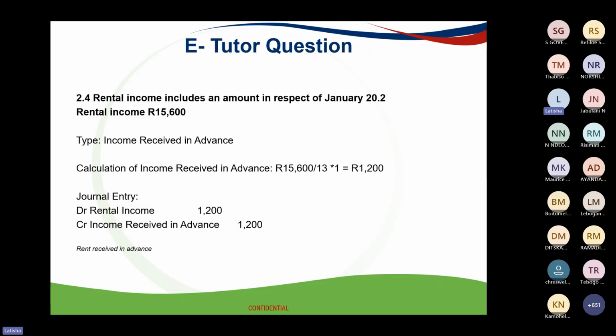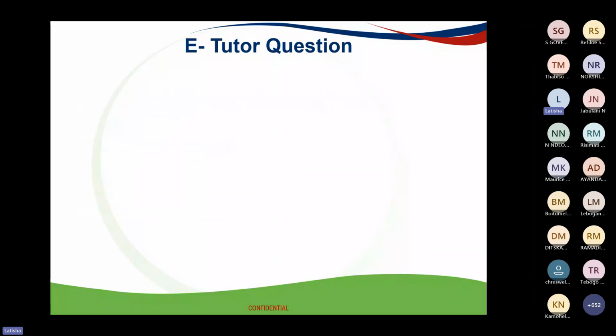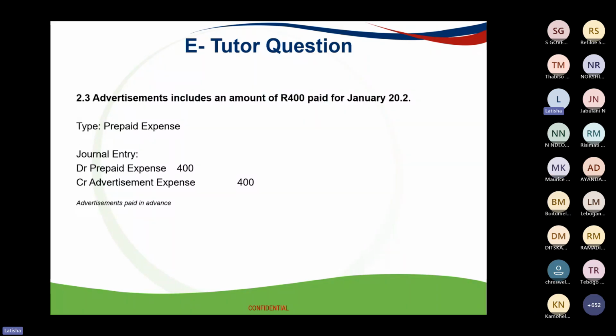Okay, I will just go back to 2.3. 2.3 is advertisements. So advertisements is a cost we pay as the company. We pay for advertising. And it says it includes an amount of 400 Rand, which is paid for the next year. So like I indicated, the financial years, Jan to December 20.1, we have now paid an expense in advance for 1 month.